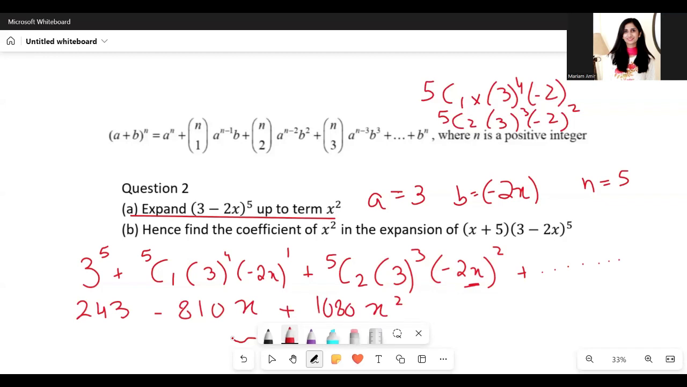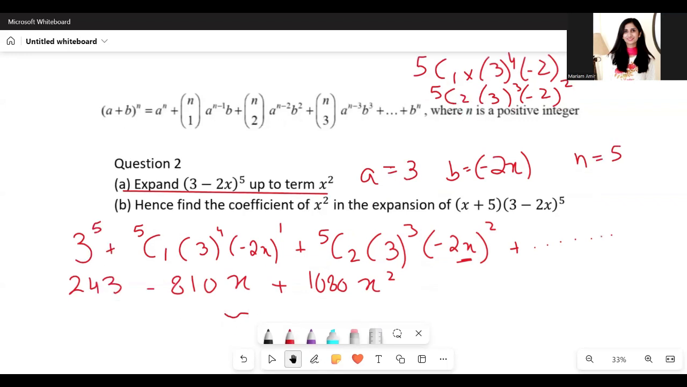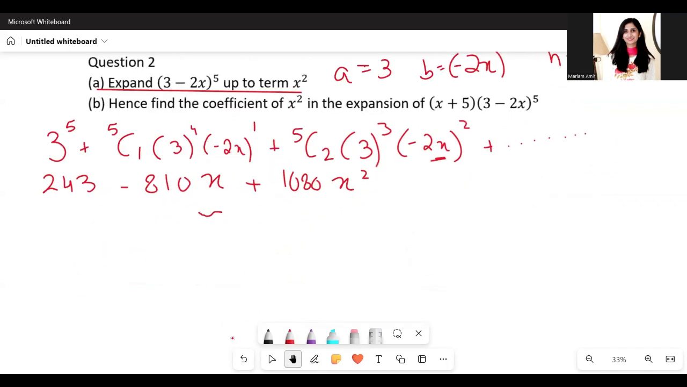Part A is done. Part B says, hence. Hence means you have to use the result of part A, that is this expansion. Find the coefficient of x squared in the expansion of this. Let's write this.